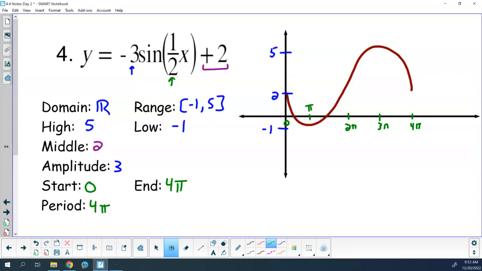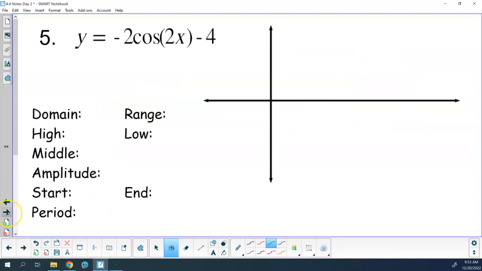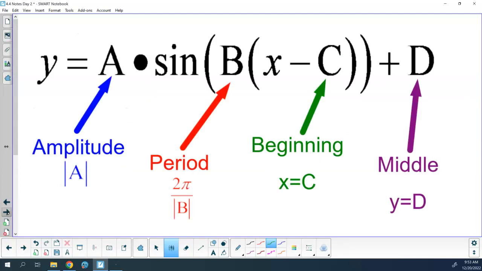Well, that's vertical shifts. Those are the easy ones. I'm going to skip this one. I want to get to horizontal shifts. Okay. So horizontal shifts now. Okay.